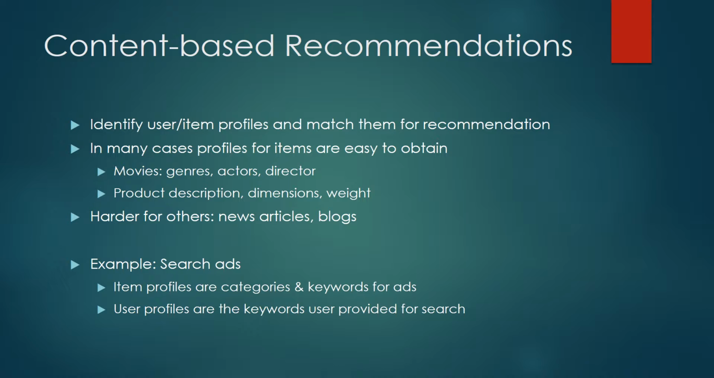So let's look at this simple case, just to hammer in this idea. When you search for something, the item profiles are going to be keywords and categories for ads. So if you're somebody interested in advertising with Google, you would say here are the categories: pizza, food, delivery, whatever, some keywords that you specify when you place this ad. And the equivalent user profiles are going to be whatever keywords you searched for.